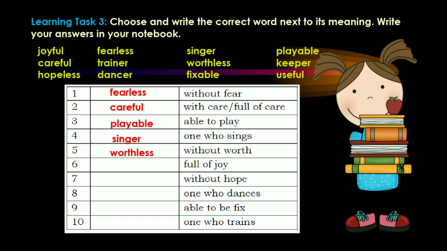Number 5, without worth. We have worthless. 6, full of joy. Joyful. 7, without hope. Hopeless. 8, one who dances. Dancer. And number 9, able to be fixed. Fixable. And number 10, one who trains. Trainer. I hope you got the correct answers for this 10-item test.